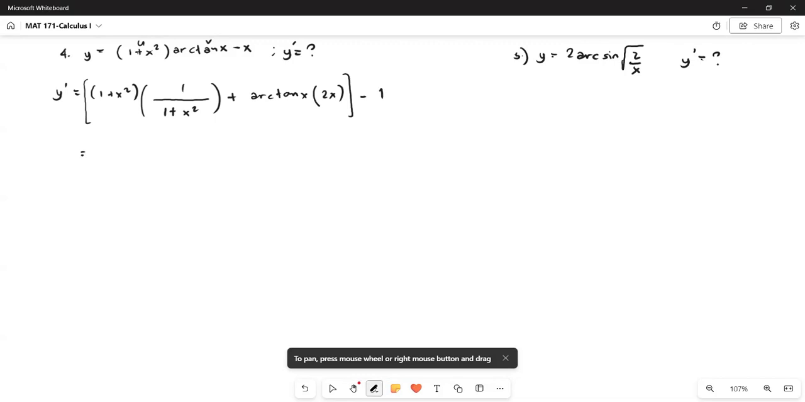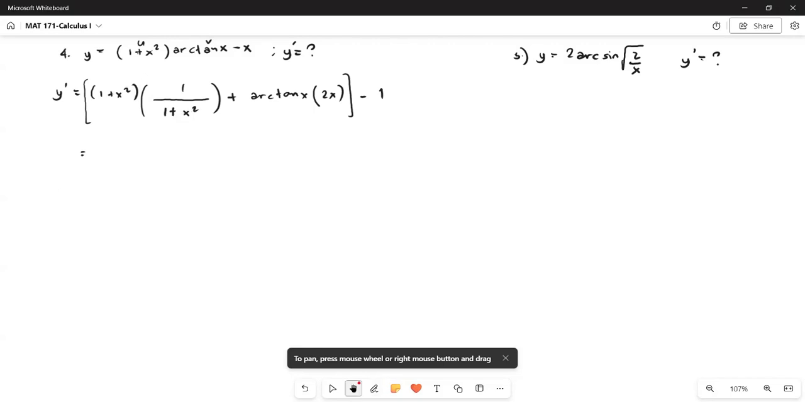So simplify natin, as you can see sa first term natin na to, meron kang 1 plus x squared dito sa taas, may 1 plus x squared ka rin sa baba. Therefore, pwede yan i-cancel out na lang. Okay? So ito ay magiging 1 plus arctangent 2x minus 1. Ito ay positive, ito ay negative 1. Pag pinag-combine, is equal lang yan sa 0. Therefore, our first derivative is just equal to arc.